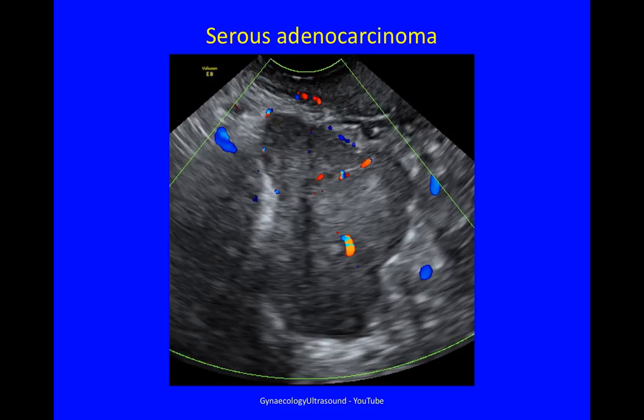This mass is irregular solid. Again, the external contour of the mass is irregular. And there is some minor vascularity. Irregular solid with minor vascularity.